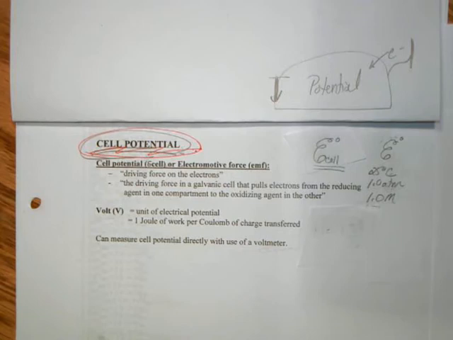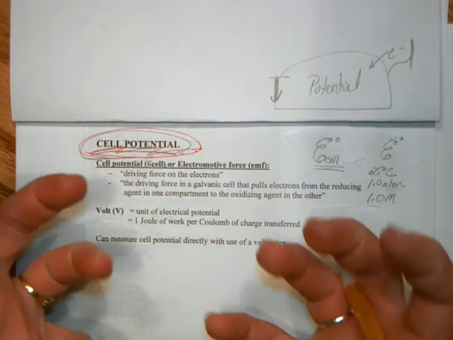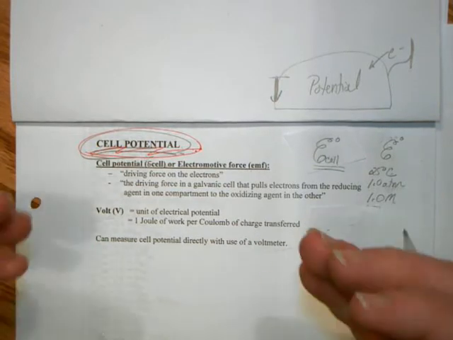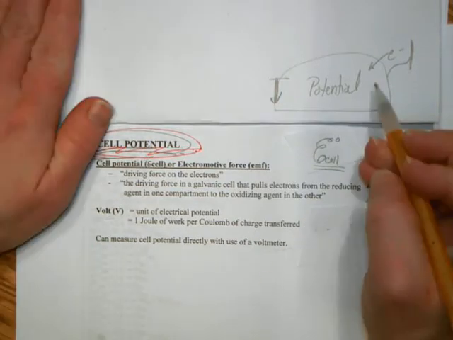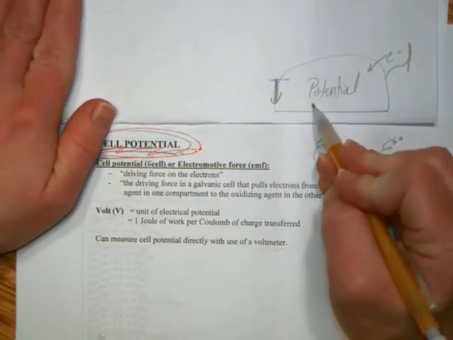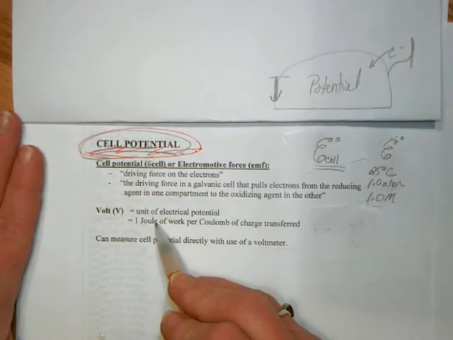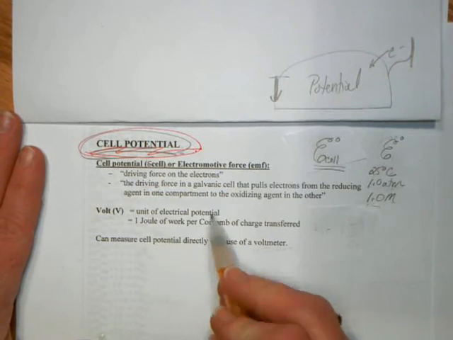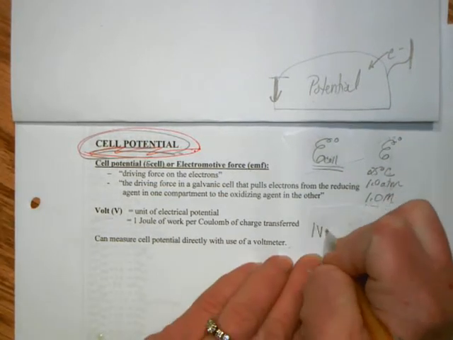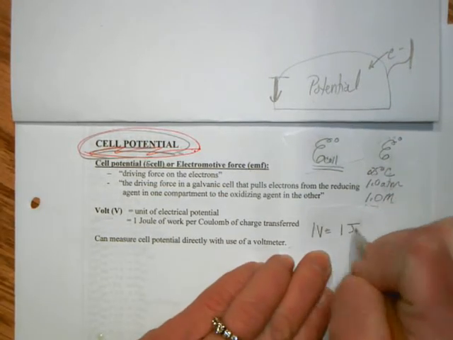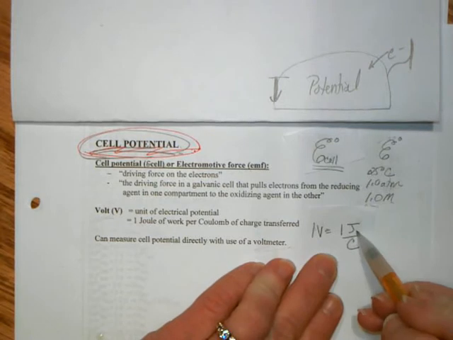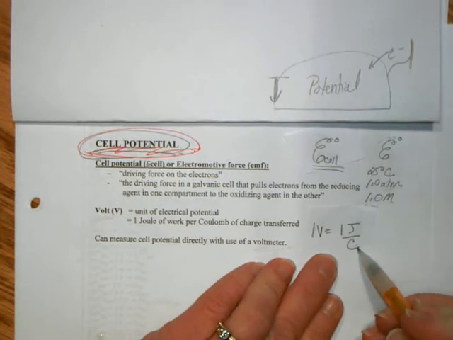The cell potential is the driving force. It is the pull for electrons, or in essence, the steepness of the hill that's created for electrons to flow. Cell potential is symbolized in volts. A volt is defined as 1 joule per coulomb. A joule is a unit of energy, and a coulomb is a unit of charge.